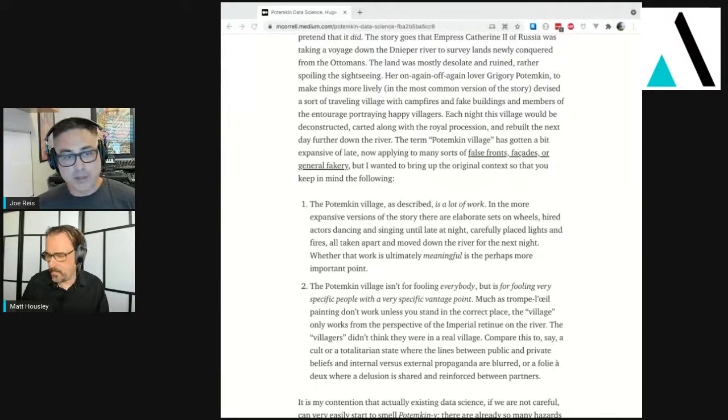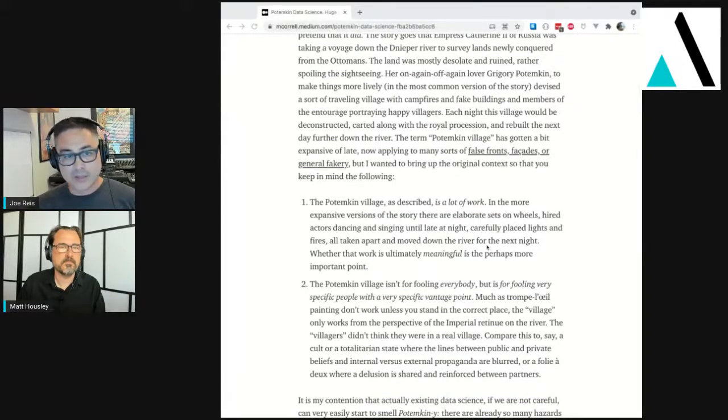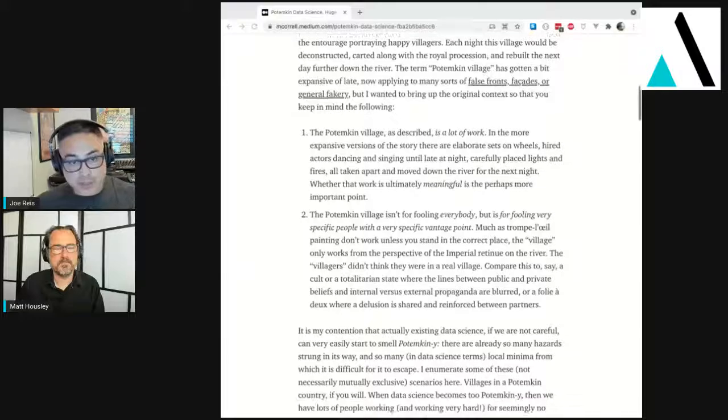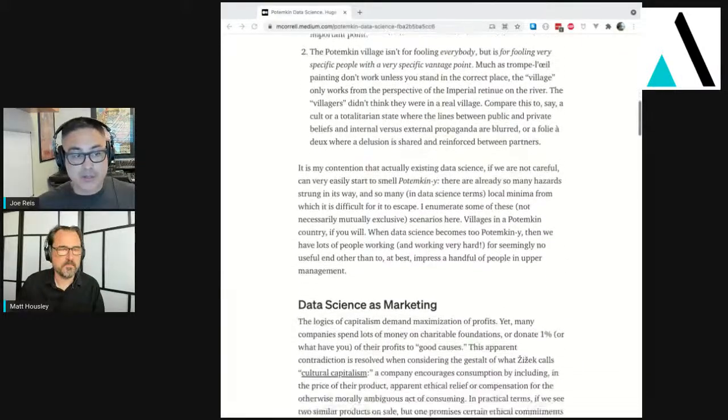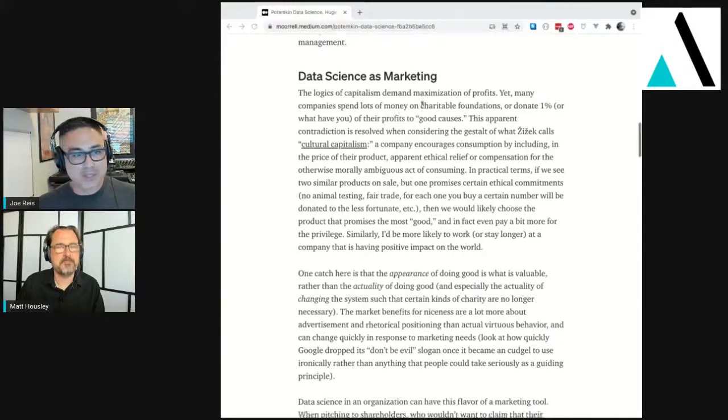Right. So I think we saw some parallels between this article and data engineering, which we'll talk about. But I also think there are some elements of a Potemkin village that are worth describing for the purpose of this article too. To start off, you point out there's a few things: it's a lot of work, a lot of effort to set up this sort of facade. And it also is meant to fool very specific people from a very specific vantage point. So if we think about this in the context of this article, there's the Potemkin village of data science as marketing. Do you want to talk about this?